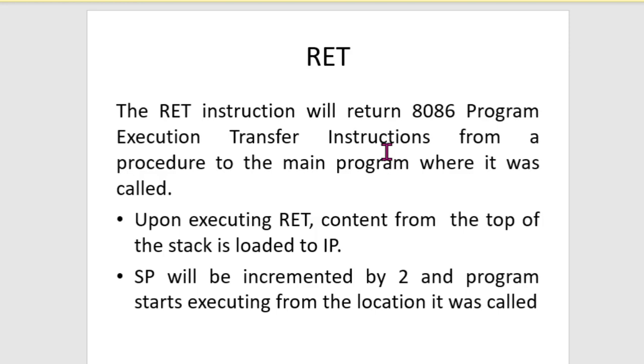So the return instruction will return from the 8086 procedure, and upon execution of a return instruction, the opposite process of what happened in the call takes place. In the call, the IP was pushed onto the stack. Now it will pop that value back and load it into the IP, because that was the address where it was called. So it will come back to the same location where it was called from.